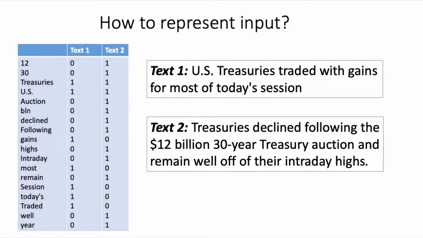So here we see 2 pieces of text, and on the left is a bag of words representation for how often different words occur in each of the 2 texts. So we see for text 1, the word 12 occurred 0 times, the word 30 occurs 0 times, the word treasuries occurs once, the word US occurs once, and so on. And then for text 2, the word 12 occurred once, the word 30 occurred once, the word treasuries occurred once, the word US occurred once, and so on.